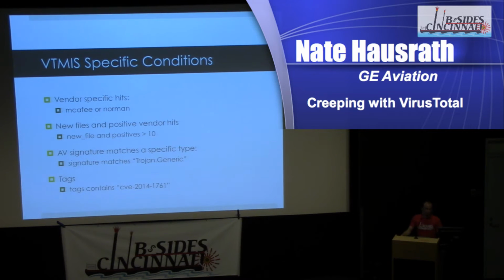And you can also, like we talked before, like we did with the searching, we have new files, so if it's a newly submitted file, and if positives are greater than 10, we can do that within Yara as well. We can also match signatures. As I showed here, Trojan.generic, you can also wildcard these. So maybe you want to do Trojan.star, and it'll look for anything Trojan.whatever, right? And then there's tags. Oh, that's the CVE I was talking about. Yeah, I'm good at numbers. Tags contains that specific CVE, so we'll look for anything that exploits that vulnerability.